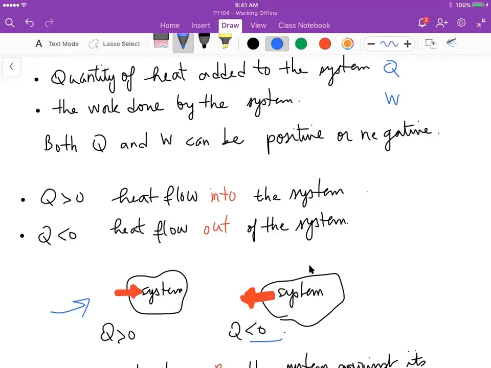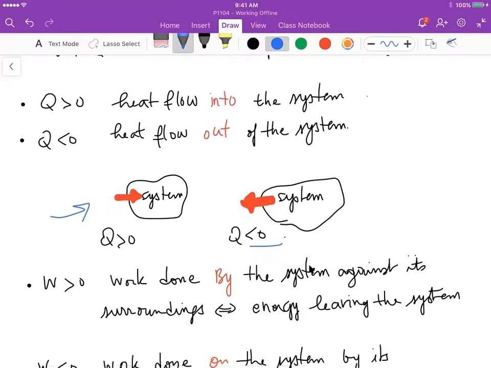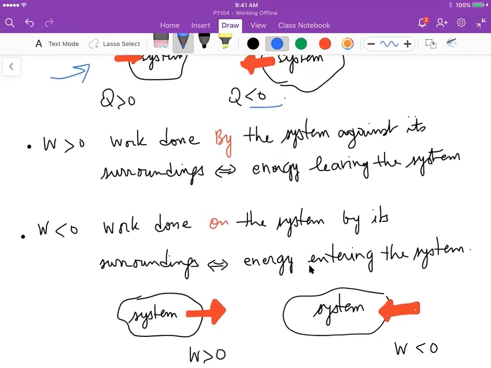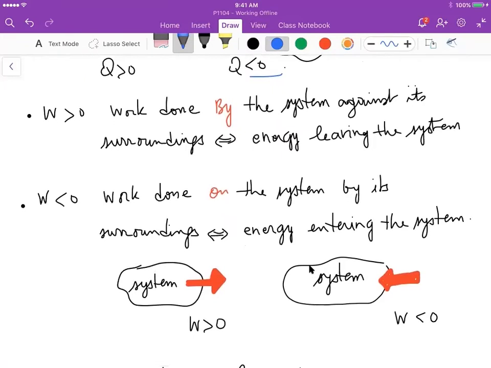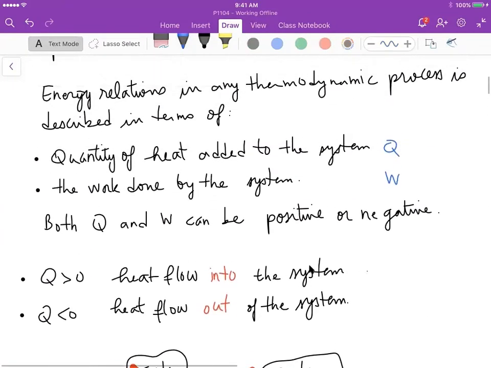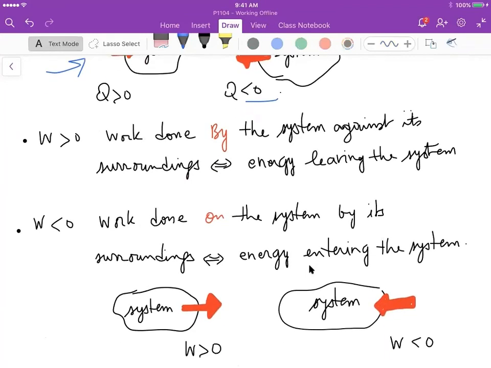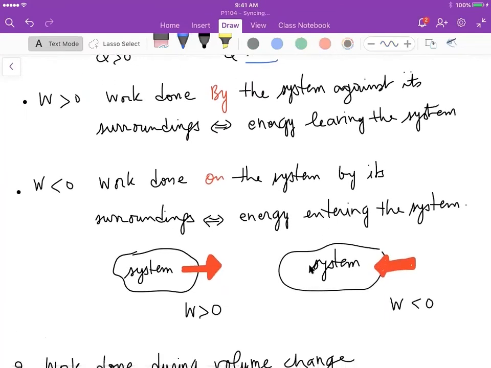And so this is what concerns the heat variable. And what concerns the work, also in the same way we can define the positive and the negative value of the work. Here we defined the work previously in this line as the work done by the system. So this is why we're going to define it in the following way. If W is positive, that means that the work is done by the system against its surrounding, and that means that the energy is leaving the system.